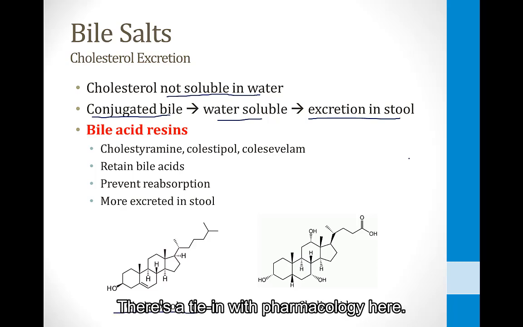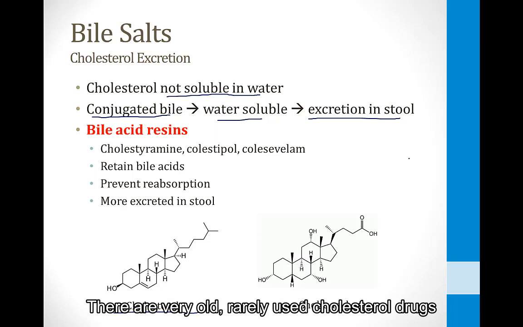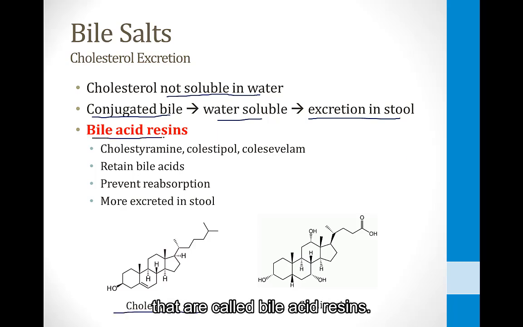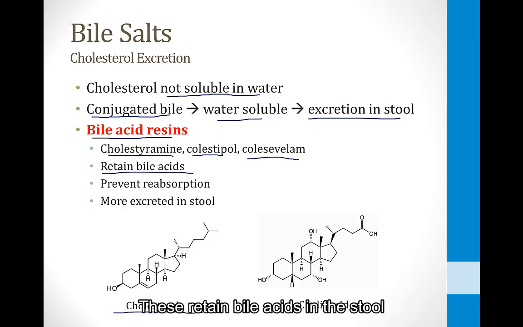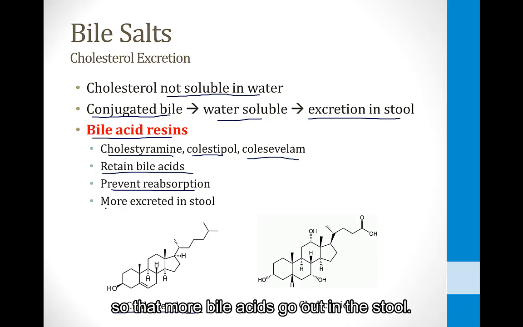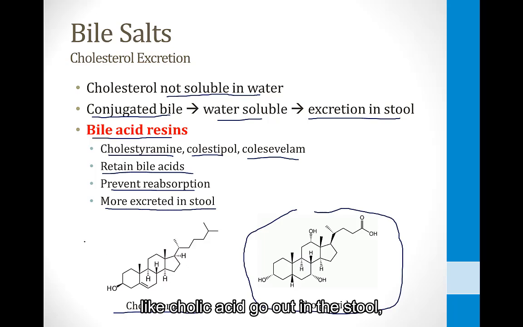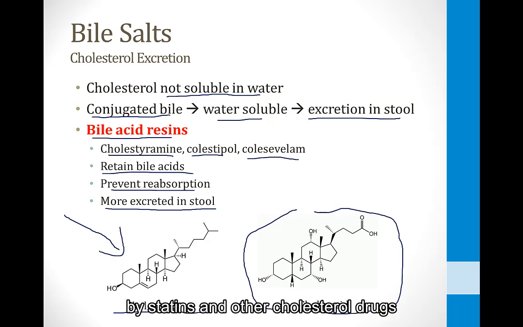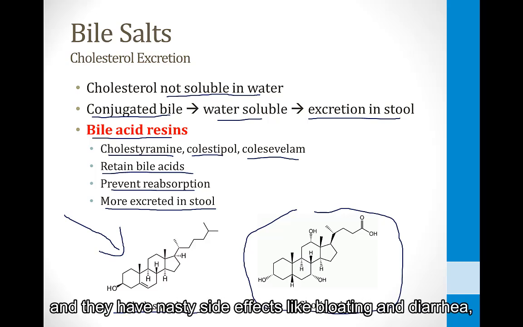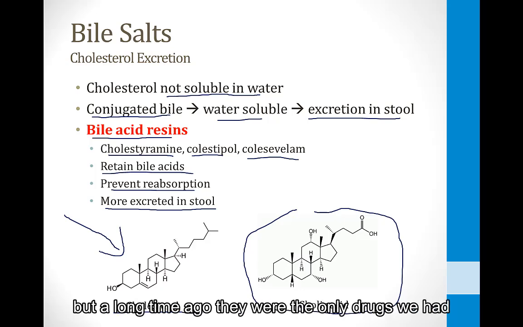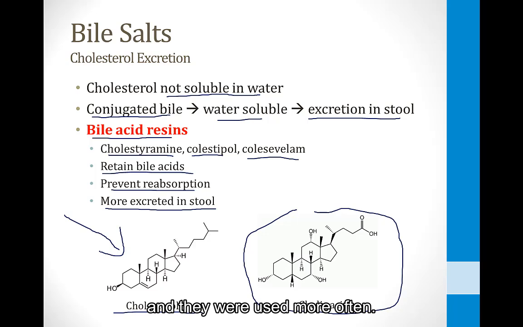There's a tie-in with pharmacology here. There are very old, rarely used cholesterol drugs that are called bile acid resins. These are drugs like cholestyramine, colestipol, and colesevelam. These retain bile acids in the stool and prevent their resorption so that more bile acids go out in the stool. And when more bile acids like cholic acid go out in the stool, that means you are eliminating more cholesterol from the body. These drugs have largely been replaced by statins and other cholesterol drugs, and they have nasty side effects like bloating and diarrhea, but a long time ago they were the only drugs we had and they were used more often. I talk about these in more detail in the modules on lipid drugs.